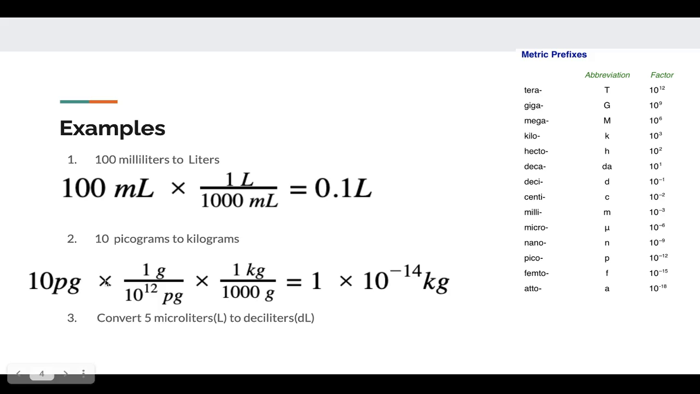So as you can see, it's step by step. What we're doing is we're canceling out the picograms here, and then we're canceling out the grams to eventually give us the final result that we desire, which will be kilograms.